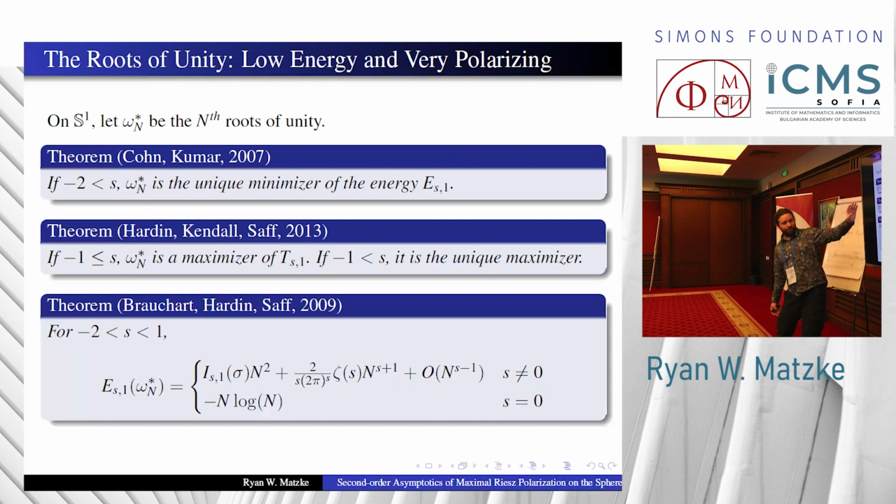So now I want to talk a little bit about second order asymptotics of Riesz polarization on the circle. To build up to that, we need to talk a little bit about the asymptotics for energy. For s between -2 and 1, Brauchart, Hardin, and Saff were able to find an exact asymptotic expansion of the minimal Riesz energy on the circle, which is just the Riesz energy of the roots of unity.